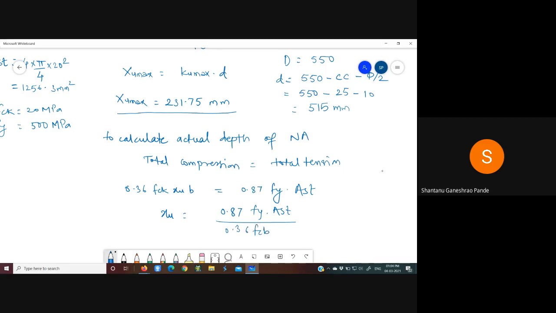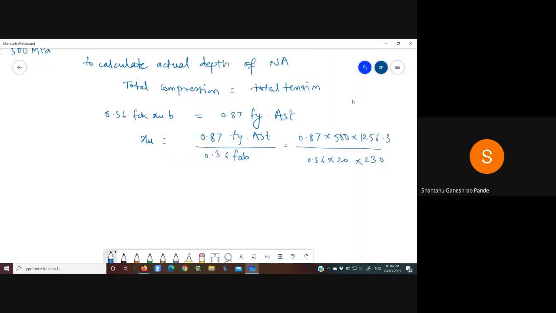0.36 Fck into b. So put the values: 0.87 into Fy is 500, into Ast is 1256, divided by 0.36, Fck 20 and b is 230. You put the values. Okay. So Xu you are getting 330 mm. Yes, 330. It's 330 mm. Now you can compare Xu and Xu max.